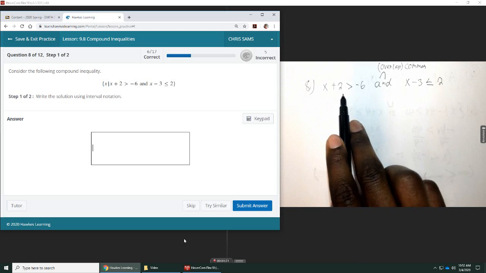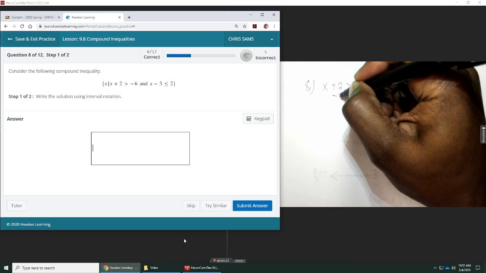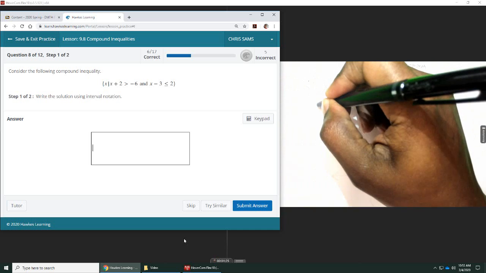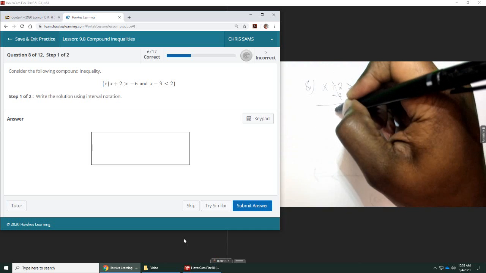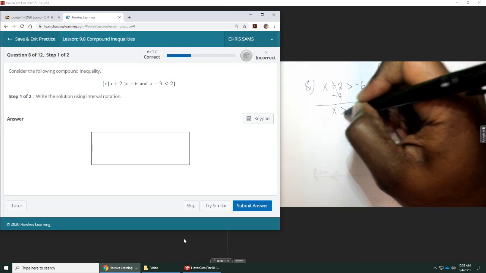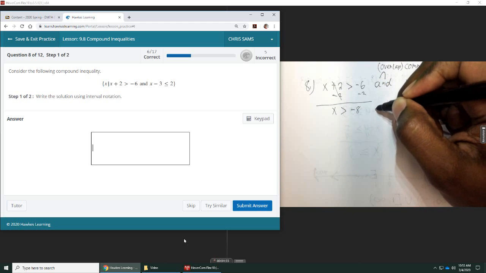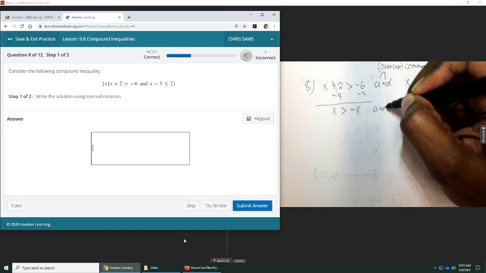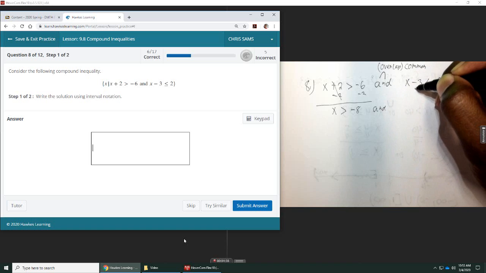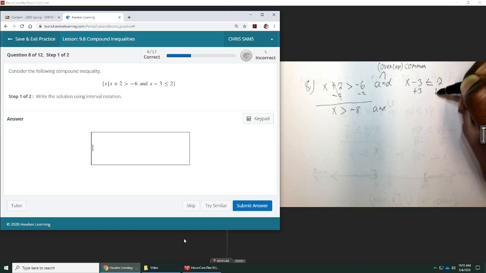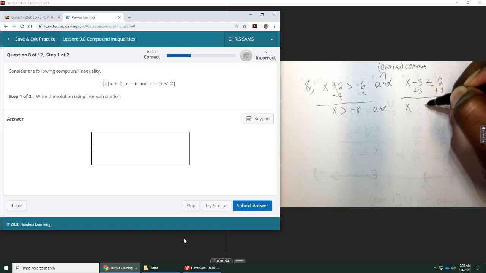We're going to subtract 2 from both sides. That goes to 0. Bring down x is greater than negative 8. Okay, so I have x greater than negative 8, and over here we're just going to add 3 to both sides. And we get x is less than or equal to positive 5.